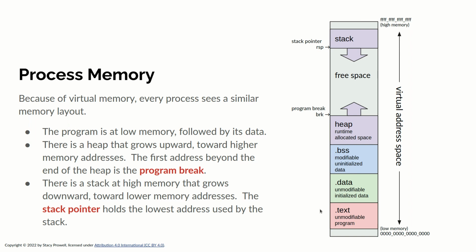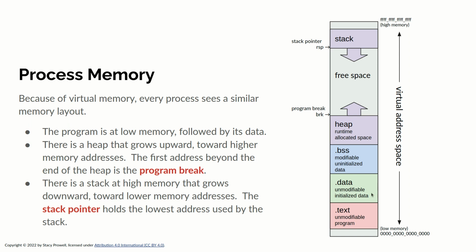Well, at low memory, we typically have the program text. It's not down at 0 for technical reasons. And in fact, it's seldom very low. Often it's maybe about a third of the way up. Again, for obscure technical reasons that maybe I'll talk about later. So anyway, there's your text. It's typically unmodifiable, and it contains your code to execute.